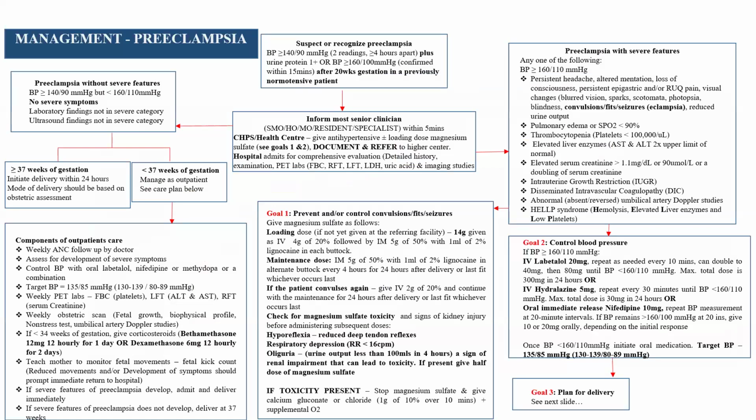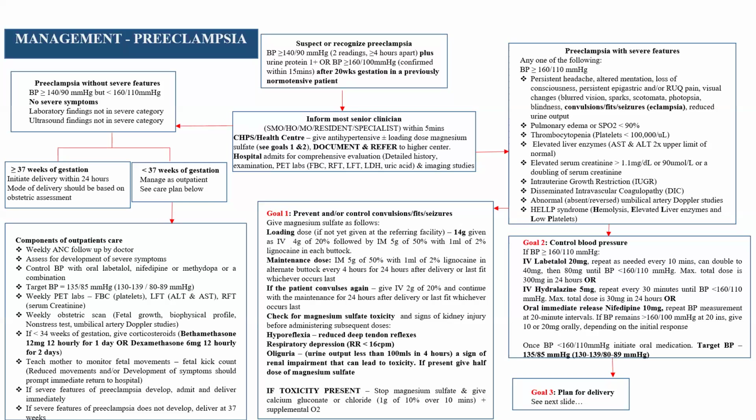So this is a flow chart looking at the management of preeclampsia. Because it's a progressive disease, that's why we picked the flow chart. It helps us know where we are on the timeline of managing preeclampsia. When we suspect or recognize that a pregnant woman has preeclampsia, that is, she has a BP of at least 140 over 90 millimeters of mercury on 2 consecutive readings, at least 4 hours apart, plus either proteinuria of 1 plus or more, or a BP of 160 over 110 millimeters of mercury or more, and it's confirmed within 15 minutes. All this after 20 weeks gestation in a previously normotensive patient.